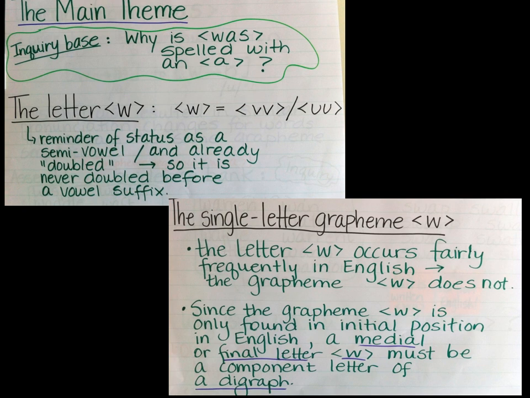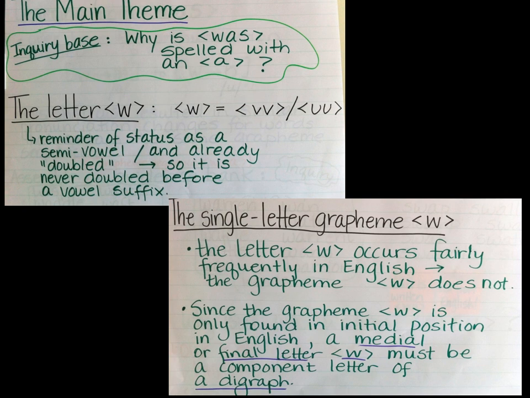You do not have to do this all from lecture. You can let them start out and then guide their thinking. The rest of the tutorial, however, will give you that information. The letter W. W used to be represented in Old English as VV or two U's. The status as a semi-vowel has already been established, but you might want to remind your kids of that. It's already a doubled vowel letter, technically, so we never double it before a vowel suffix.